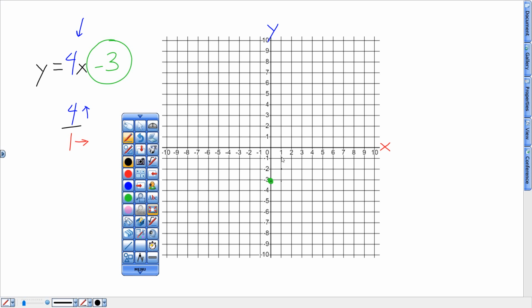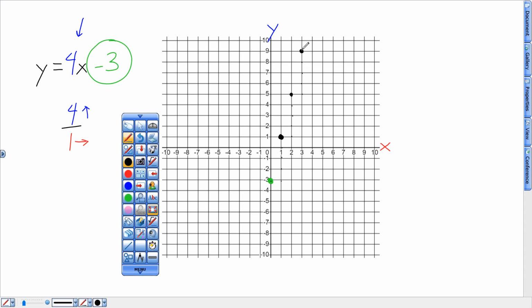1, 2, 3, 4. The more you practice and look at these grids, the better it will train your brain. Over 1, up 4. Over 1, up 4. Get into a rhythm. Train your brain to look at those grids.